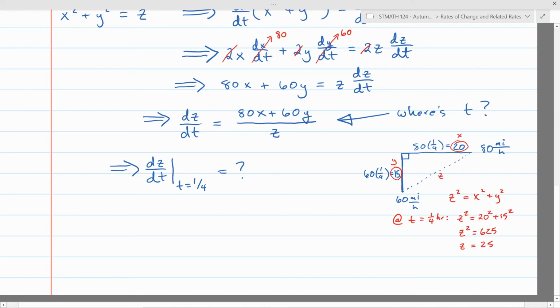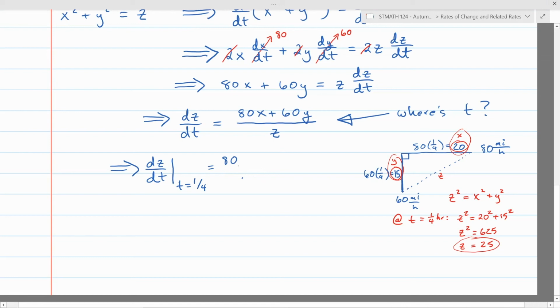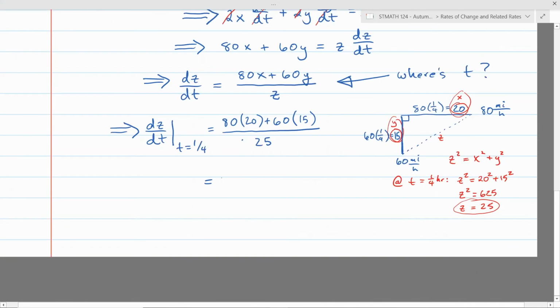Excellent. So at that particular moment in time, we have all three of our quantities known. We got z is 25, we got x is 20, and we got y is 15. So now we can substitute that information into our derivative formula. So this ends up being 80, and then at that moment x was 20. X was 20, and then we had 60 times our y, which was 15, all divided by our z, which was 25. And that works out to be 100.